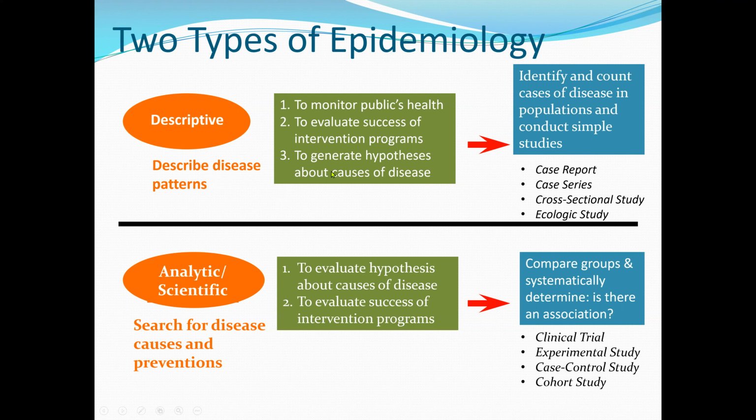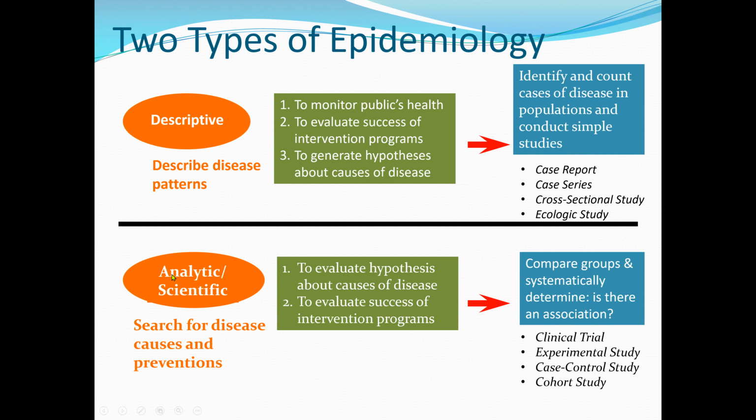And this can lead us to identify and count cases of disease in a population and also conduct simple studies. So from descriptive epidemiology, we can generate our hypotheses, and that can lead us to choose what type of studies we want to use. For example, case report, case series, cross-sectional study, ecologic study. Again, we may go through all these studies in the near future lectures.